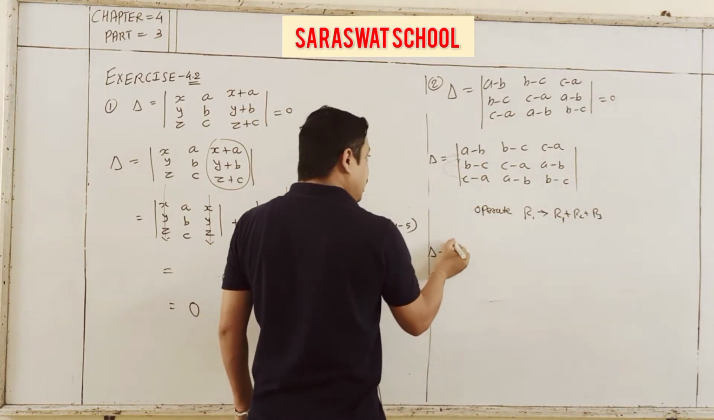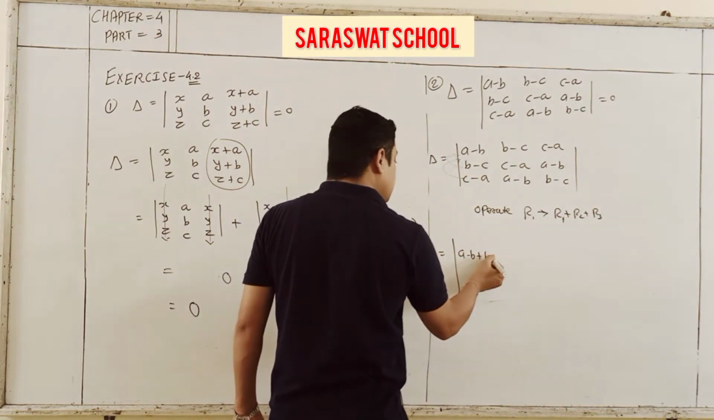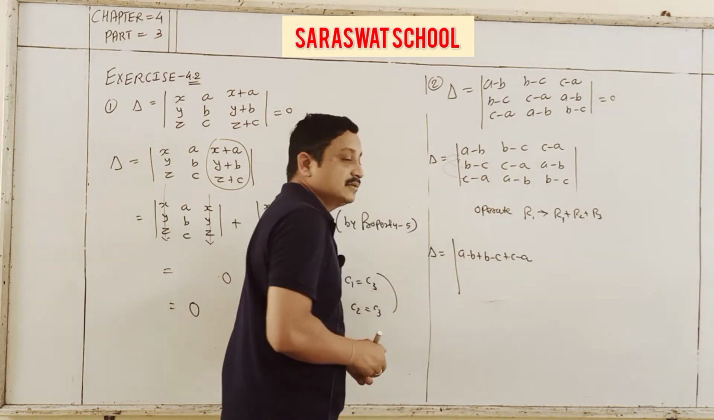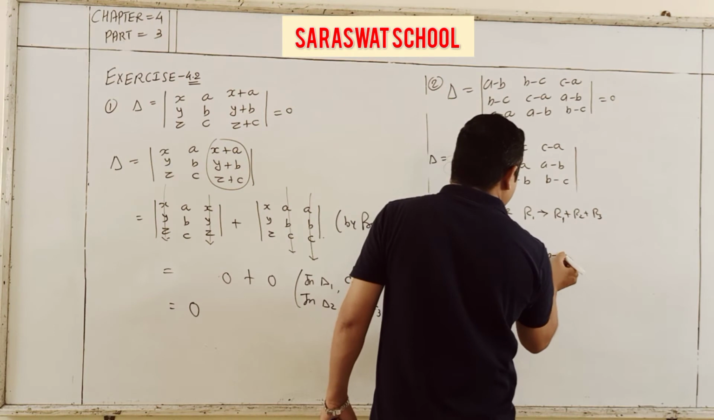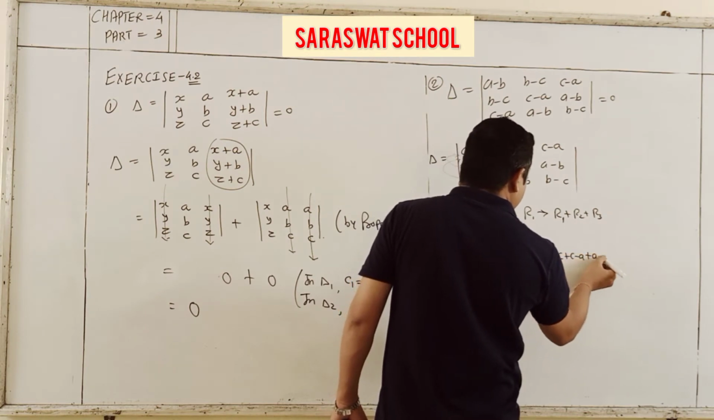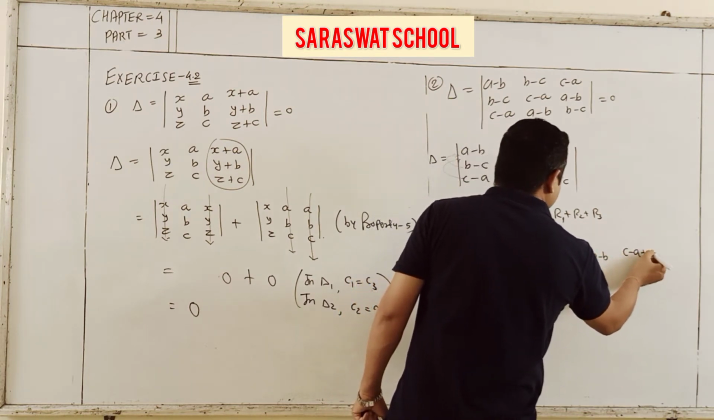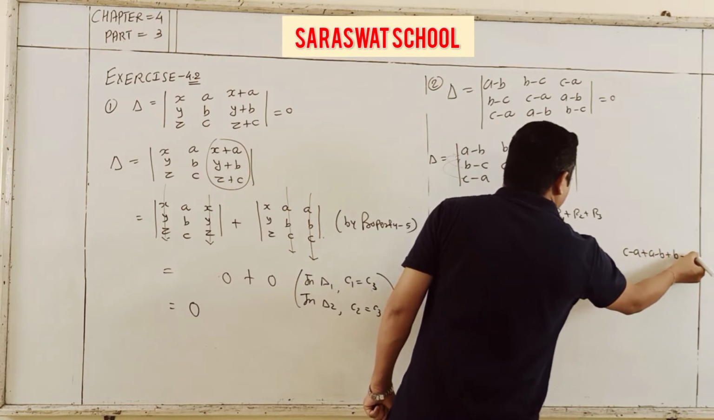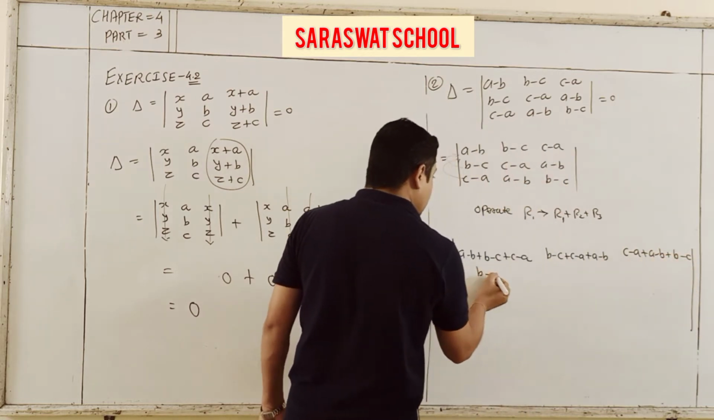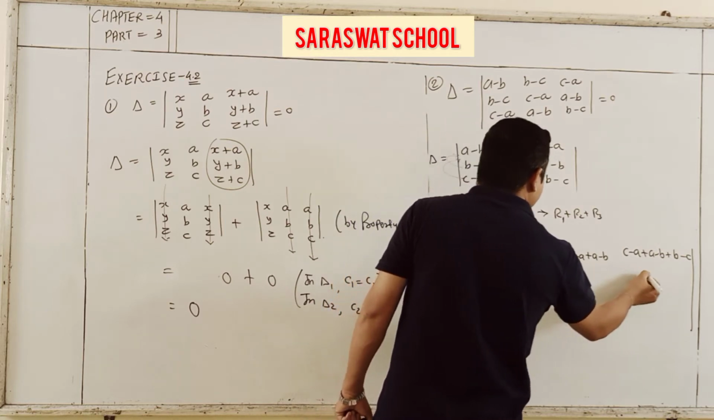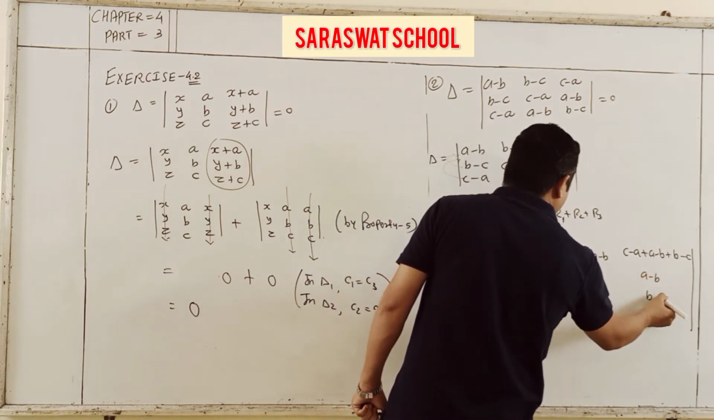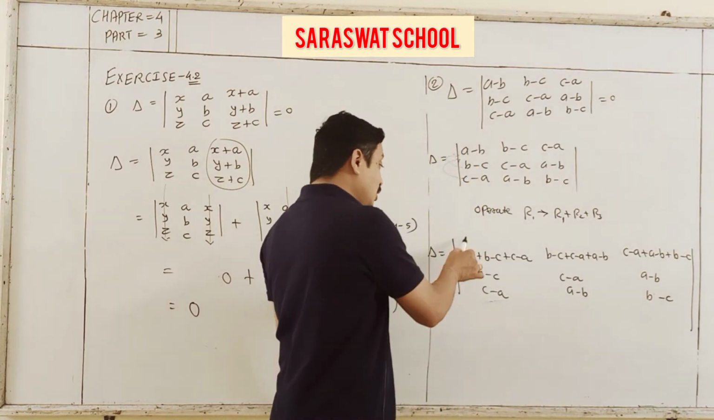So definitely you will get A minus B plus B minus C plus C minus A. The other rows stay the same: B minus C, C minus A, A minus B, and C minus A, A minus B, B minus C. You look here, these all are cancelled.